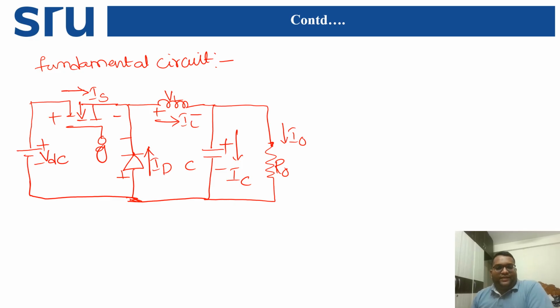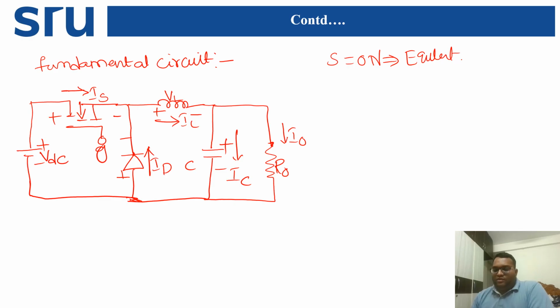Now we are going to draw the equivalent circuits. When the switch is on, the switch should be short circuited. Then the equivalent circuit will be drawn with different diagrams, so that you can understand the simplicity of each equivalent circuit. Now we'll draw the equivalent circuit of the switch on condition.